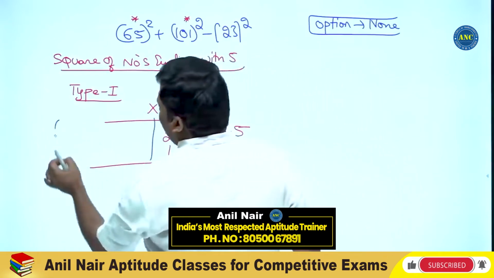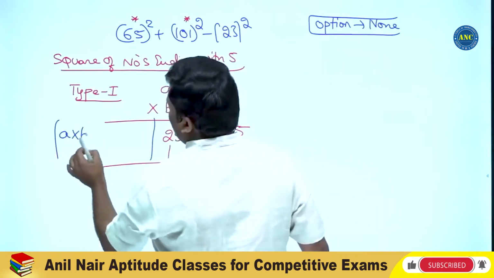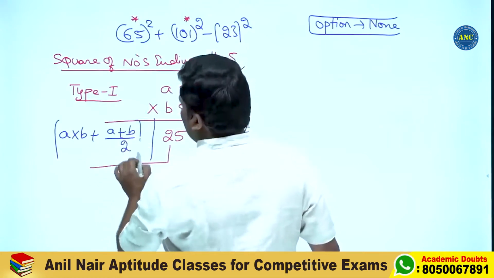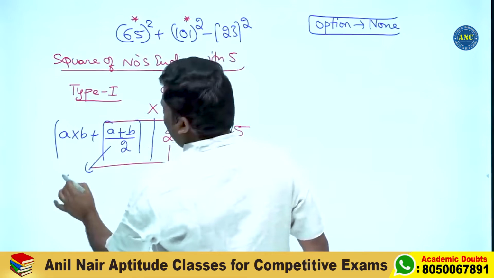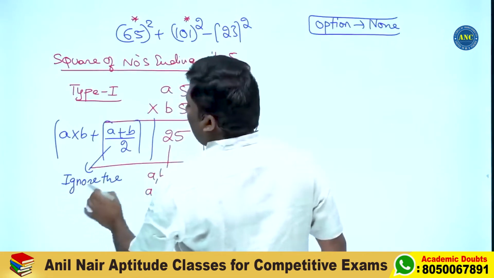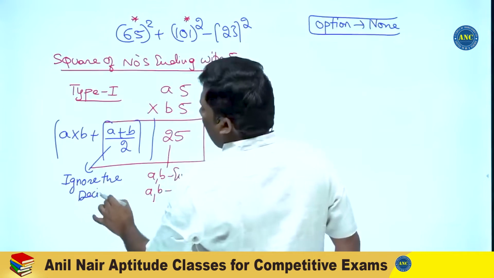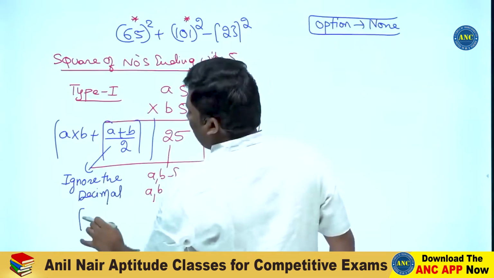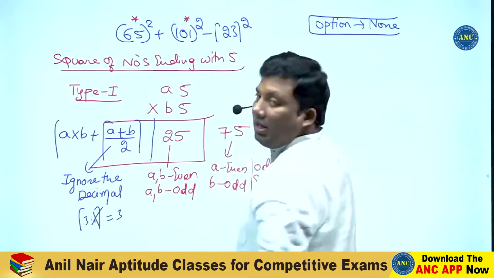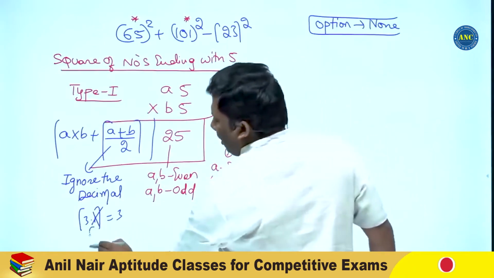Now listen carefully. For 75, the number before is given by the logic A into B plus (A plus B) by 2. If you get any decimal, ignore the decimals. Kindly ignore the decimal value. 3.1, anything after the dot, remove it. Write it as 3.